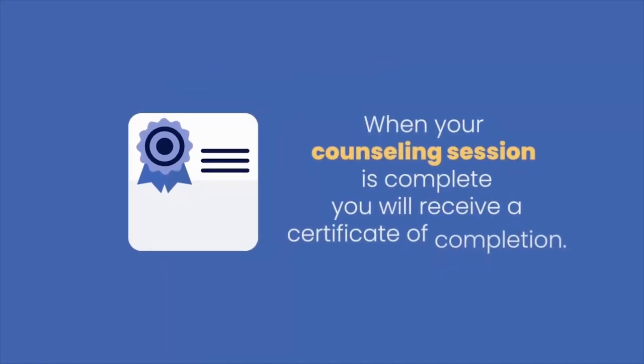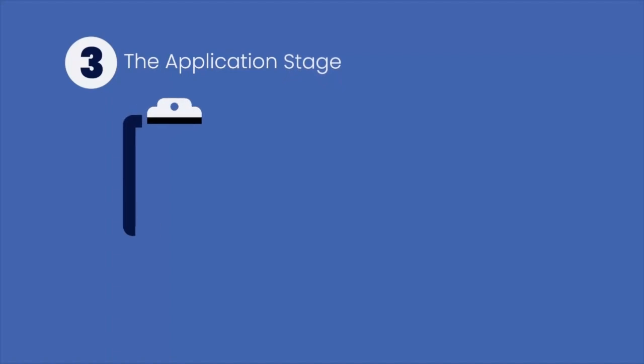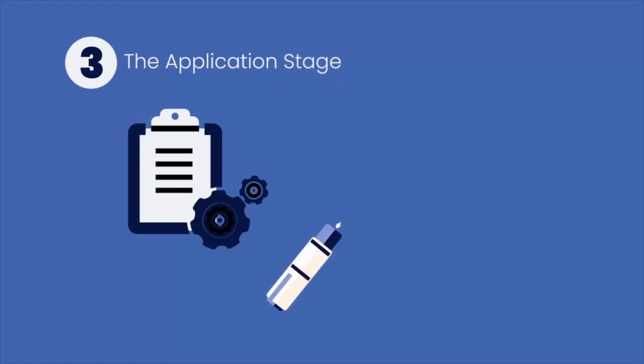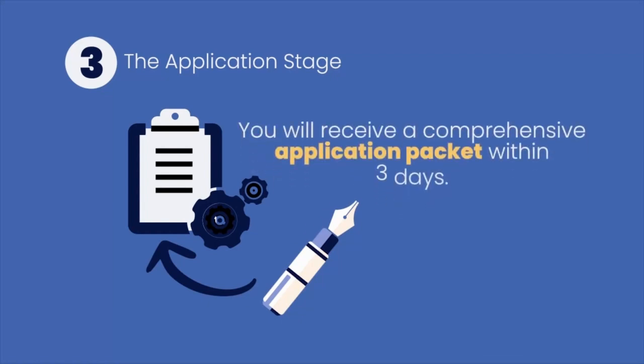With your counseling certificate, you'll move on to the application phase. This is where your loan originator collects necessary information and documents to complete your application. Expect to receive, either in person or via mail, a comprehensive application packet within 3 days of this step. The application can be a little intimidating for anyone not in the mortgage business, so please do not hesitate to ask any questions.